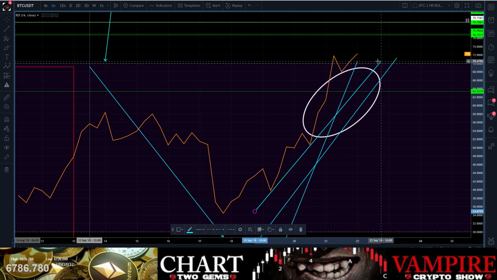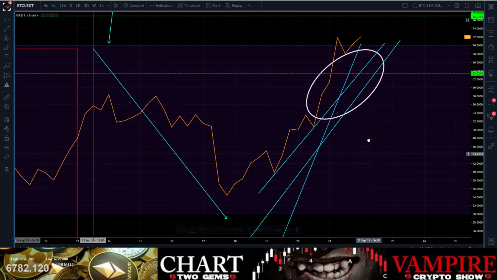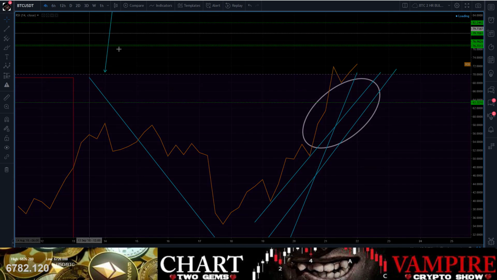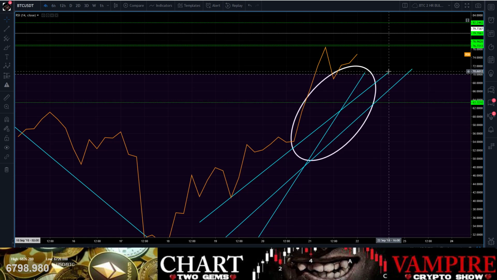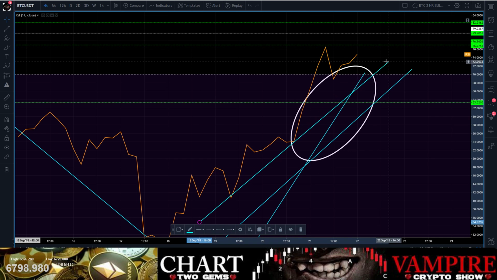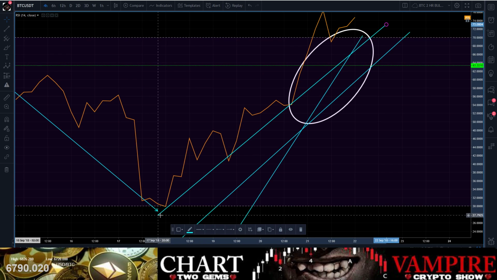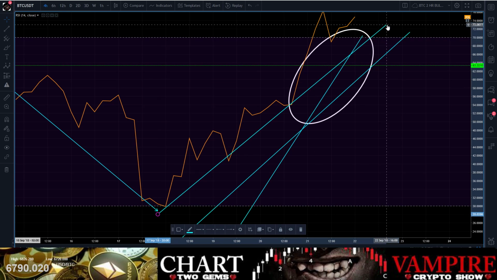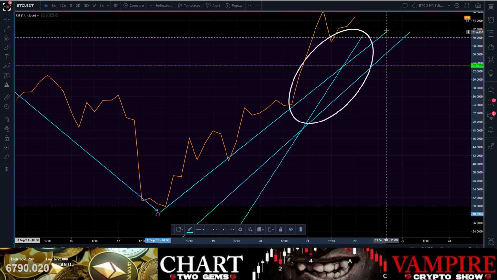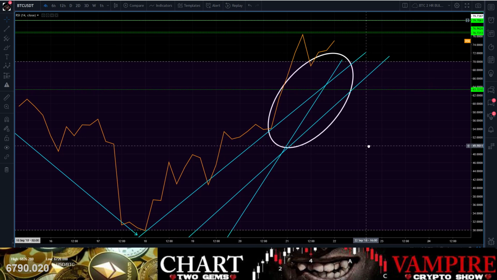Here's our 6-hour. Let's see what kind of wedge we have on our 6-hour. Okay, there you go. There's your wedge on your 6-hour. Let's pull this down to a 4-hour wedge. There's your 4-hour wedge right there. Still room, right? The 4-hour wedge really works out pretty nicely. There you go. I'm going to leave that like that.